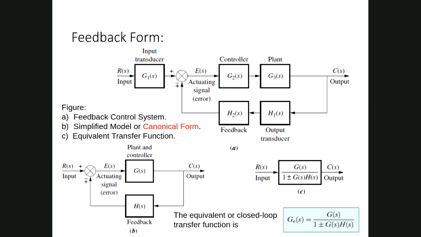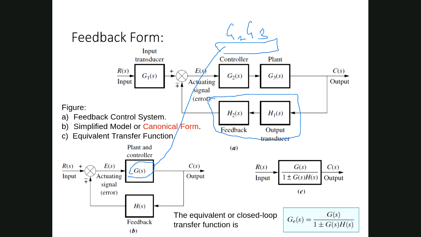Why? Because this can be replaced with G2 times G3. We assume this is a cascade. So G here is equal to G2 times G3. And here again we have another cascade: H is H1 times H2. So you see it has become simple feedback again.